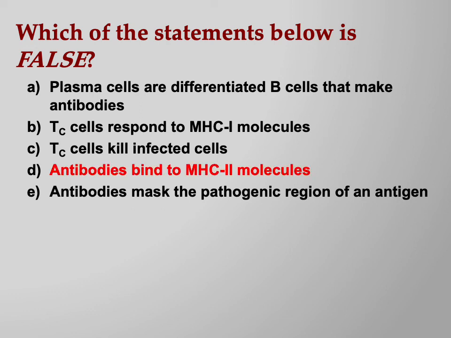Yeah, D. That doesn't make any sense. Antibodies don't bind to MHC2. Antibodies bind to antigens. The MHC2 is where an APC puts the epitope of the antigen that it ate and displays it to a helper T cell.